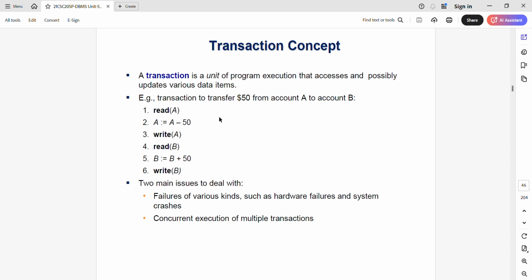So there are two main issues to deal with here. The first is failure of various kinds. Suppose after the third step my transaction fails, then my money is deducted from my account, but it is not updated in the receiver's account. This is actually the problem. Failure of various kinds may be a hardware failure or system crash due to software failure also. The second one is concurrent execution of multiple transactions. These are the two main issues we need to deal with.